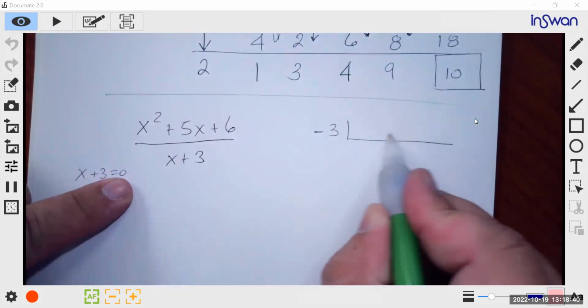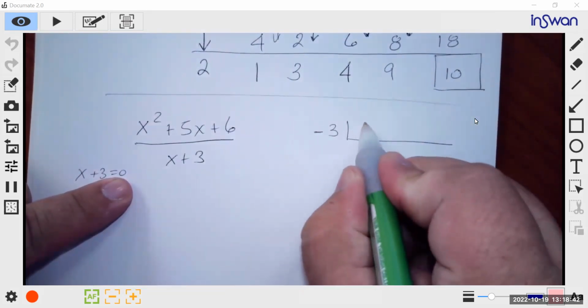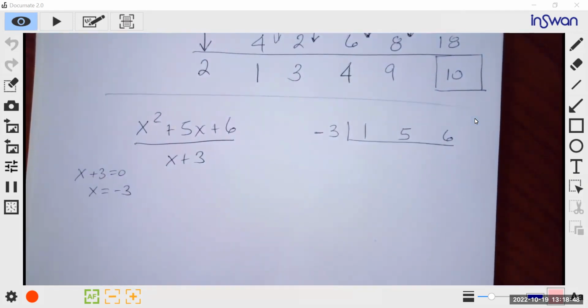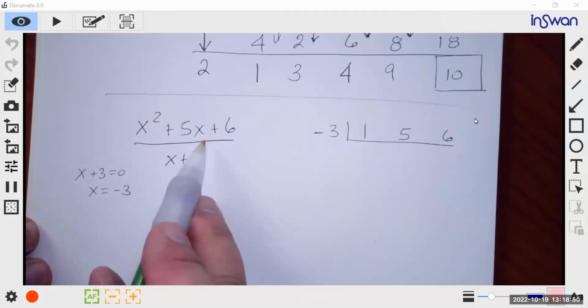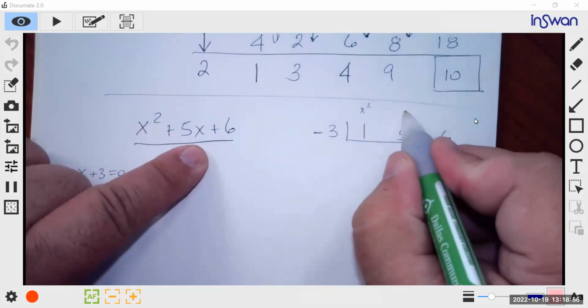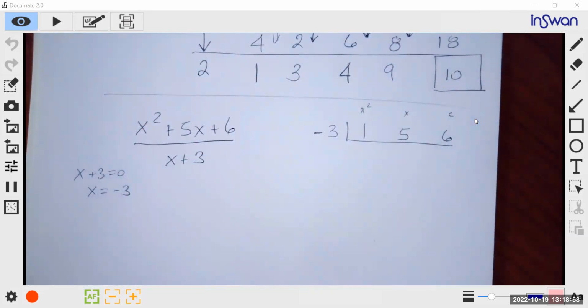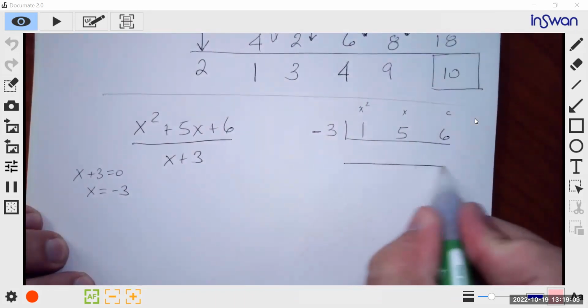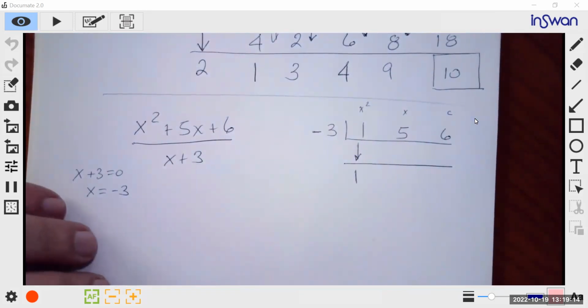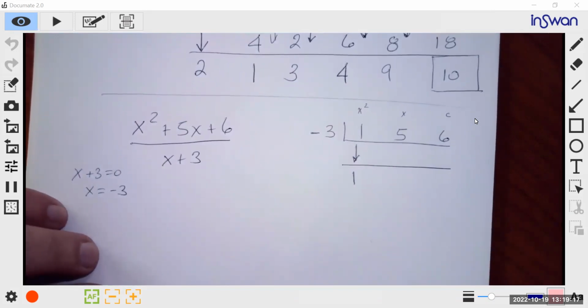What numbers go inside here? 1, 5, 6. Right, there's just the coefficients. To help you make sure, the highest is x squared, so that's the coefficient. Then it's x, then it's the constant. Because when you have longer ones, you may have pieces missing. You have to allocate those columns there. Bring the first one down, and begin your process.